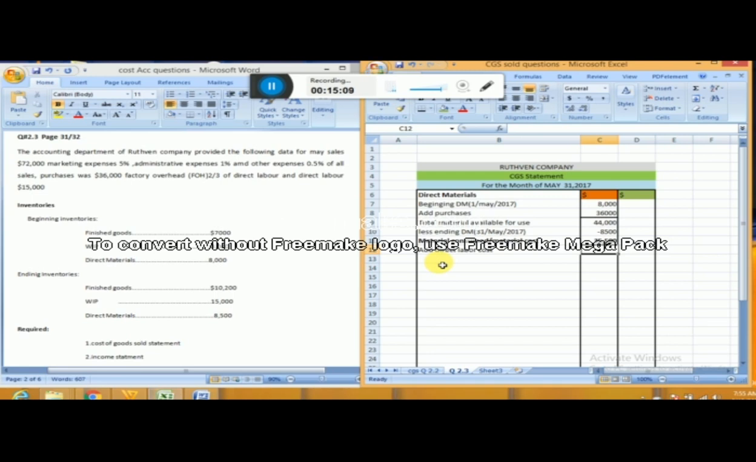How much is direct labor cost? In the question, if you look, direct labor cost is 15,000. How much? 15,000. So direct materials and direct labor cost, this is also called what? Prime cost. Here you can also calculate the prime cost. If you do not calculate it, it's not necessary. Clear? So direct labor cost is how much? $15,000.